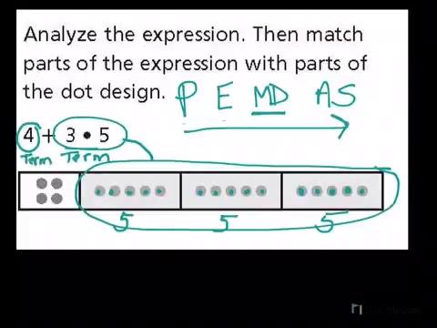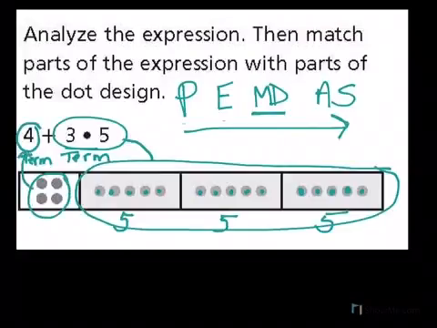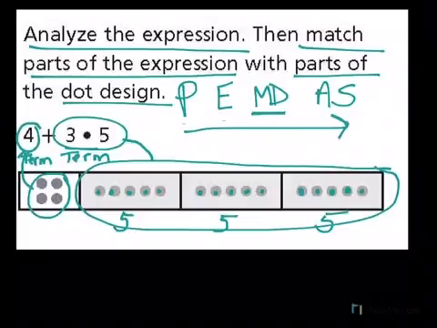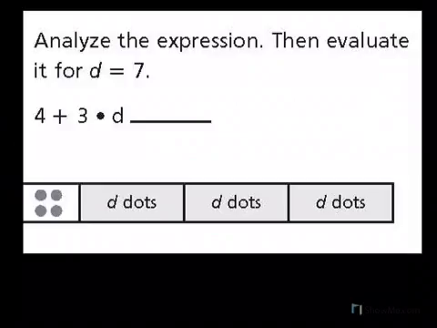So this expression has 2 terms. And I see one box right here, and in that box I have 4 dots. So that would match 4. So here I have analyzed the expression by circling the terms. I matched the parts of the expression with parts of the dot design by drawing my line and circling those parts. Let's look at another example.